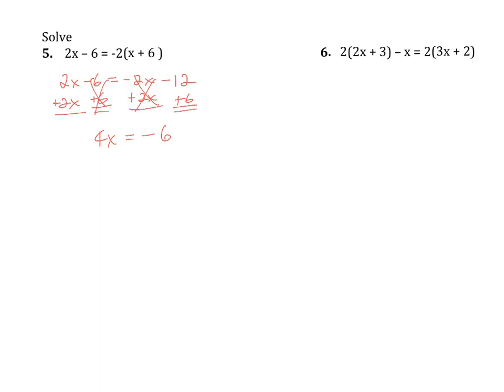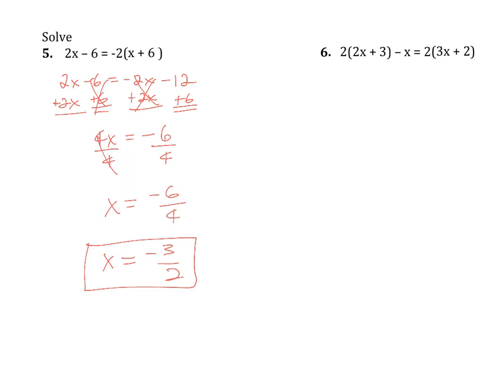We want the x by itself, so we need to divide both sides by 4. We get x equals -6/4. Fractions need to be simplified. So both -6 and 4 have 2 as a common factor. The 2 factors out, and it reduces to -3/2. Okay, fractions have to be simplified.